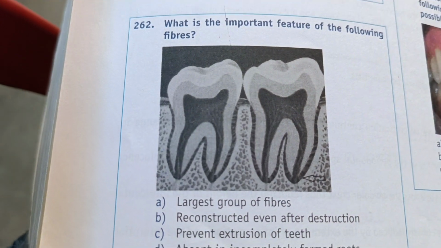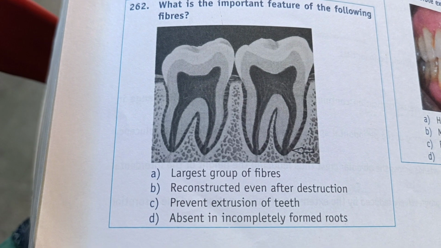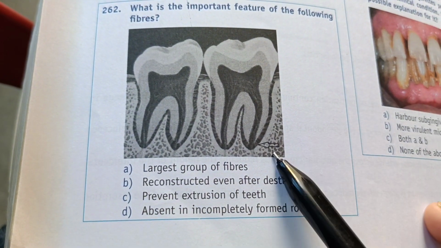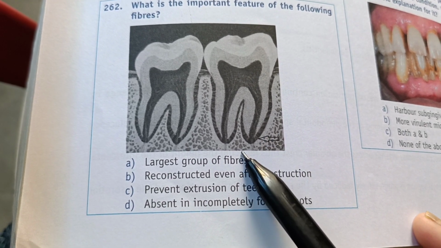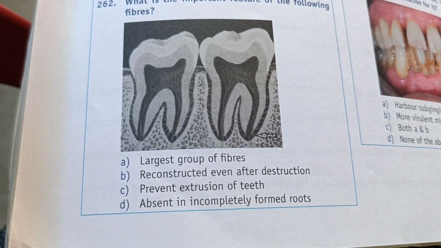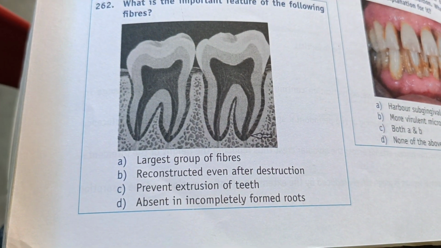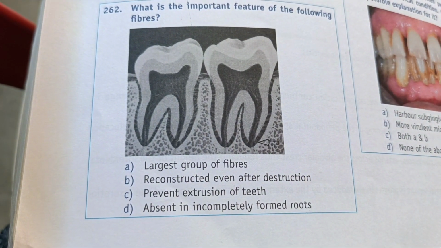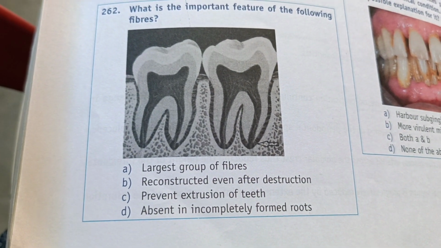Now come to the next question. It's a repeated question. What is the important feature of the following fibers? Here you can see this arrow; they are asking about this fiber. Option A is largest group of fibers, B is reconstructed even after destruction, C is prevent extrusion of tooth, and D is absent in incompletely formed roots. So what is the right answer? The right answer is option D, absent in incompletely formed roots.